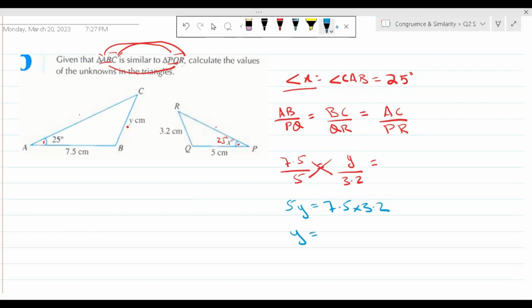Now your y will be equal to, when I multiply 7.5 and 3.2, the answer that I get is going to be 24, and now 24 divided by ये जो 5 यहाँ multiply हो रहा था यहाँ चला गया, hence my y is equal to 4.8 centimeters. So this is what my answer is. All right, let's move on to the next one now.